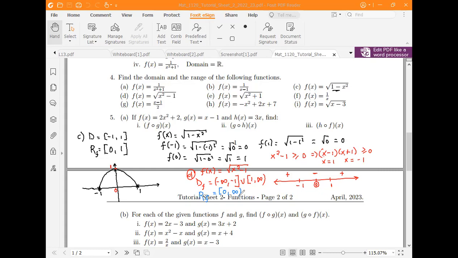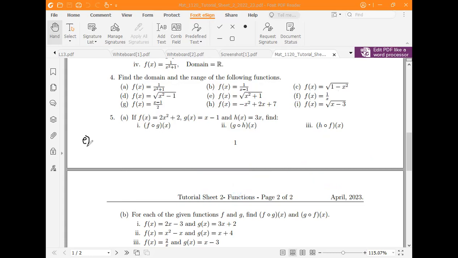Okay, let's go to E. We go to E, f of x is equal to the root of x squared plus 1. Now the question is asking us to find the domain and the range of this function. For the domain, we want to find the values of x for which the function is defined.